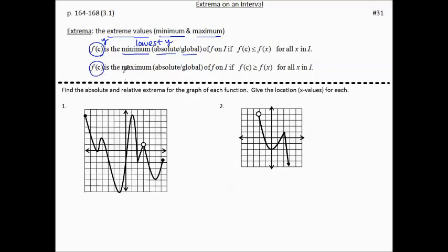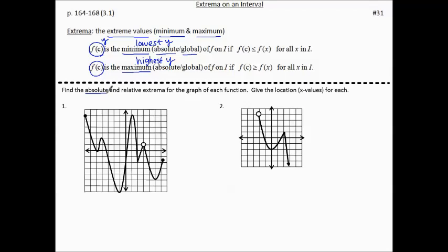Similarly, f of c is the maximum or absolute or global maximum of f on an interval if f of c is greater than or equal to f of x for all x in that interval, meaning the greatest value, or looking at the graph, the highest y value in the graph. Let's practice identifying maximums and minimums, and remember, those are the y values.